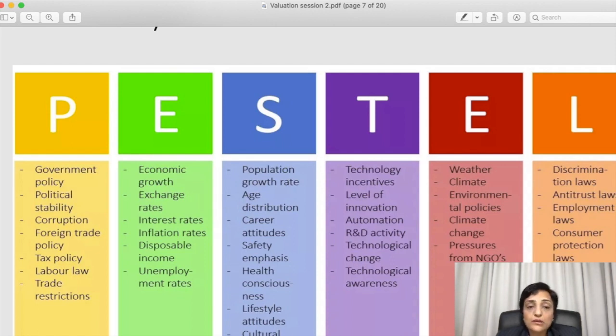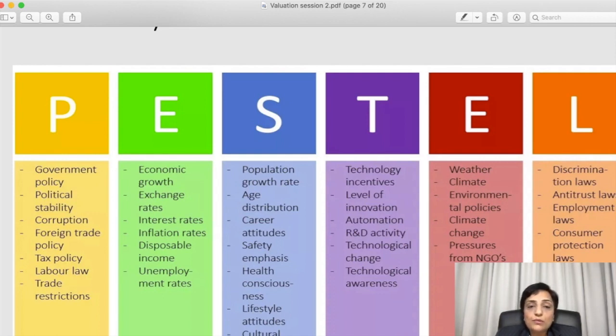That will affect the growth projections. The next one is exchange rates, interest rates, inflation rates, the unemployment rates, and so on. So that will affect the economic forecast, the economic outlook, the demand supply mechanism, and all that will affect the numbers that we are going to project. Okay, the third one is the social aspect.